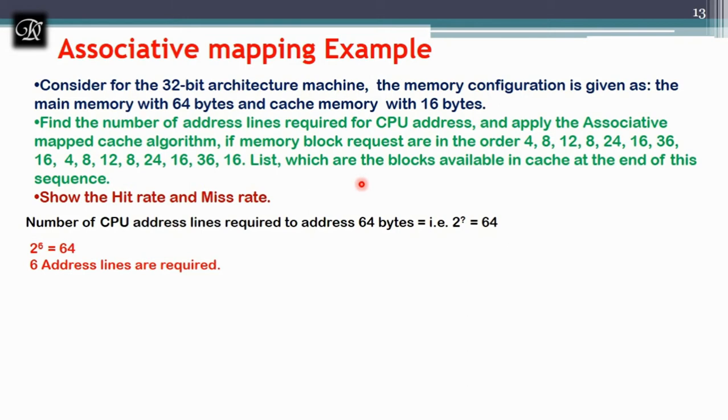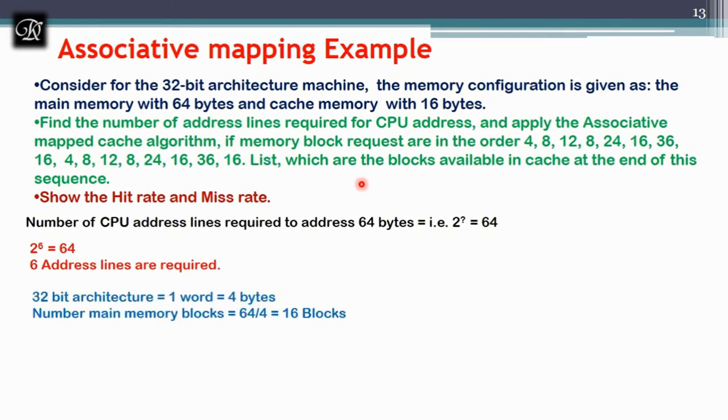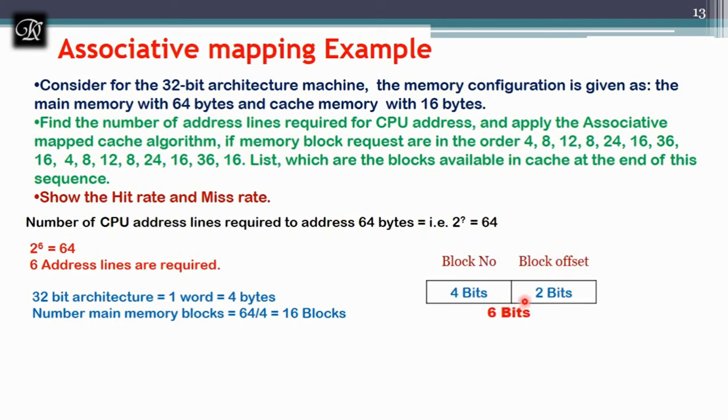There are 64 bytes of memory in the main memory, so I need 6 address lines. It's a 32-bit architecture. I need 4 bytes to store in one word. So 64 divided by 4 will give me 16 blocks. And next, the given address in the main memory, we are going to divide into 2 parts.